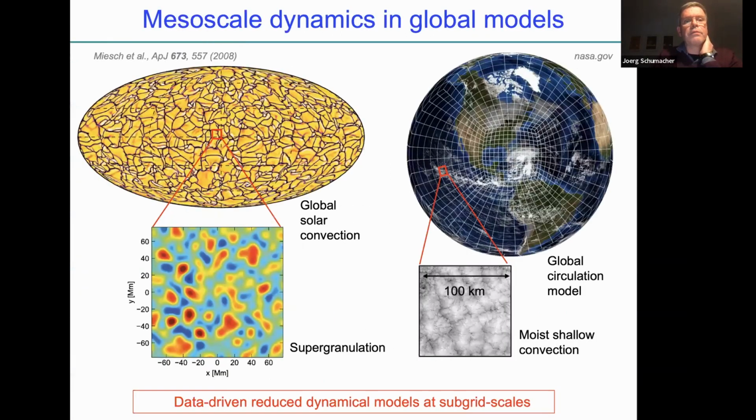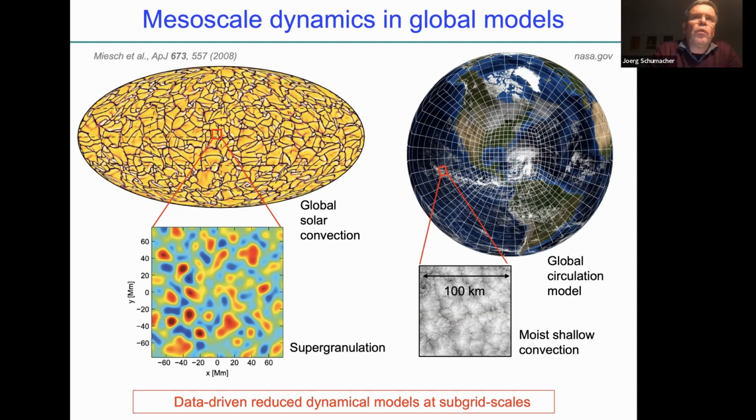And now let me quickly move on with the second part of my talk. Everything which I have discussed in the first part was from a global perspective, mesoscale convection. So these are convection processes which partly have to be parameterized in global circulation models, for instance in models of the global solar convection, but also if we are switching to our own planet, in climate models or in global circulation models.